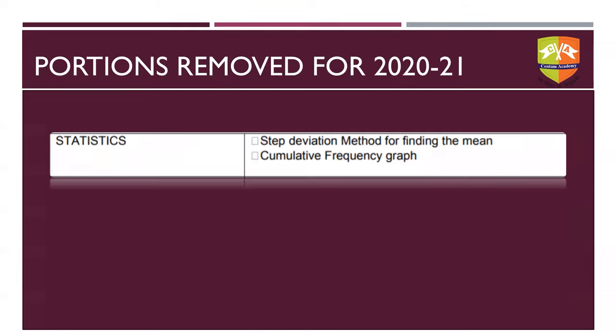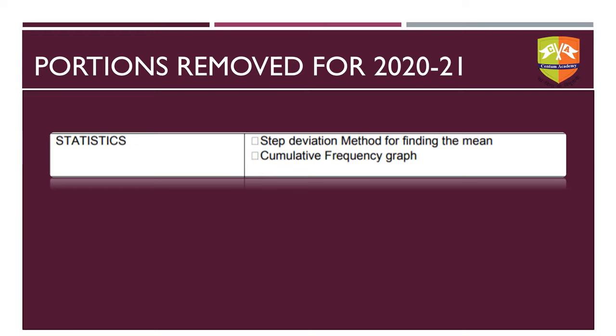So what is removed? So this is removed. Step deviation method for finding the mean has been taken away. So you don't need to go for that method. So there will not be any questions as such on step deviation method, and cumulative frequency graph has been removed.